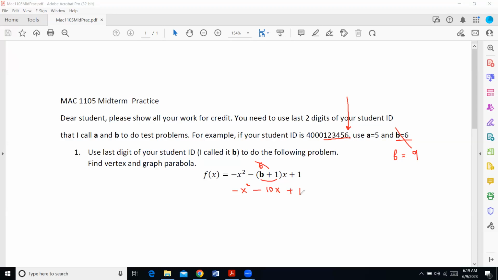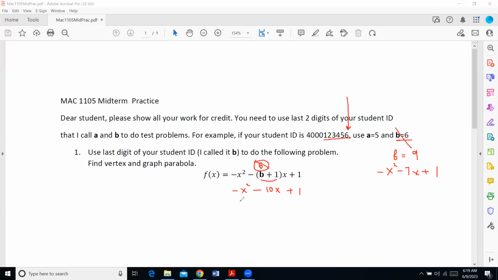You want to do it with 6 also? I can also do it with 6. It turns out it's going to be pretty much the same process, and you will see this. So if you put 6 instead, then it'll be 6 plus 1, so it'll be 7x, and then plus 1. So let me do both.